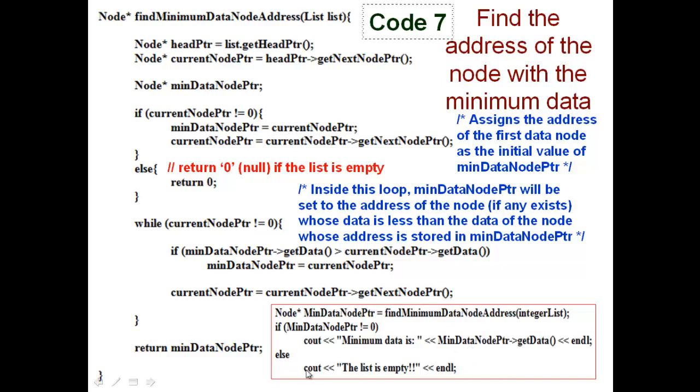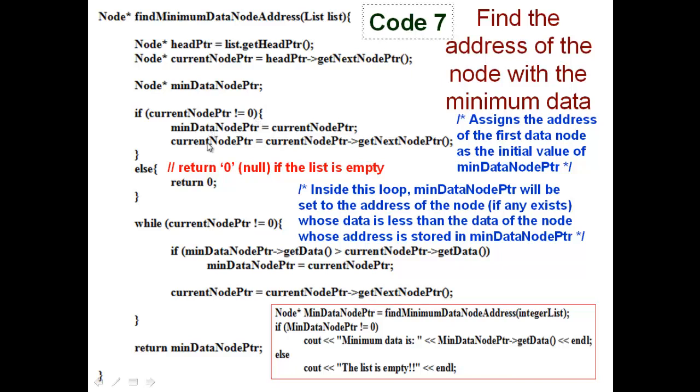So that's why I code the else block and just print "list is empty". You can print the data only if the pointer value returned by this function is not null, and that will be not null if the list is not empty. So if the list is not empty, that means you have at least one data node in the list. That's when the current node pointer will be not null.